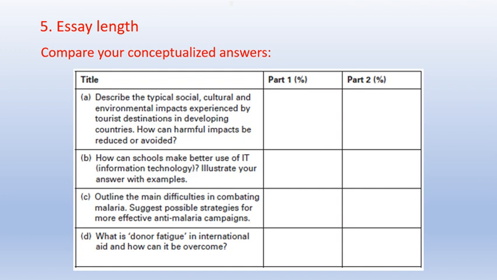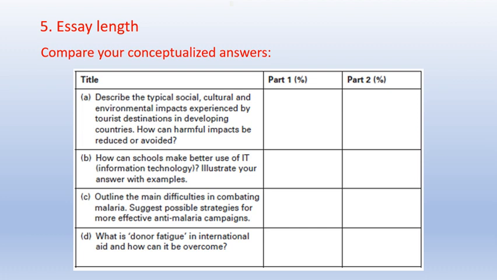For title A, describe the typical social, cultural, and environmental impacts experienced by tourist destinations in developing countries. How can harmful impacts be reduced or avoided? So for this title, to write your essay, how much percent for introduction and conclusion? And how much percent does it consist for part 1, and how much percent for part 2? Following each title, right now take time to think of its percentage.